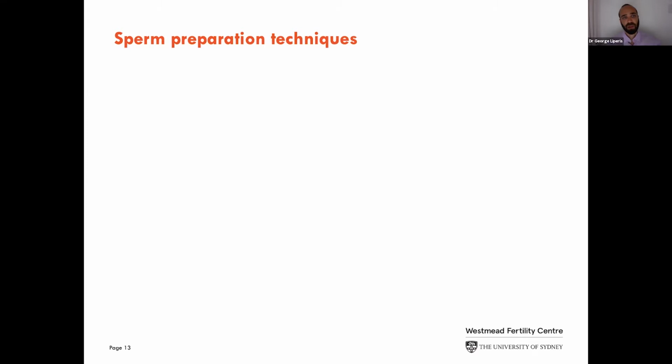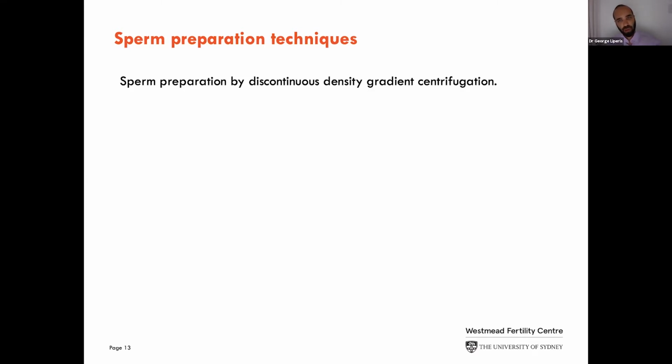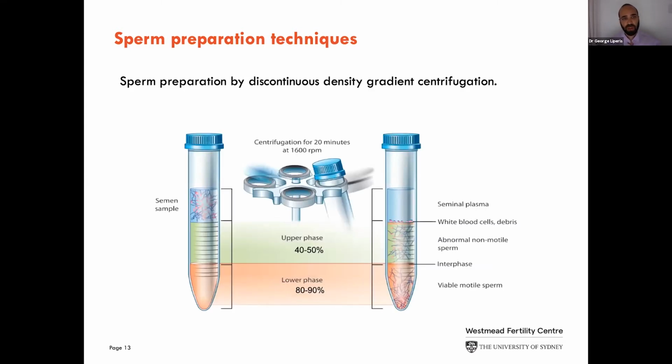conventional IVF or ICSI. Here we can see how sperm preparation by discontinuous density gradient centrifugation is done. Discontinuous usually means two phases: a lower phase that usually has between 80 and 90% concentration and an upper phase between 40 and 50%. We place the semen sample on the top, and after the initial centrifugation for 20 minutes, we can see that the seminal plasma remains above. We have the white blood cells being trapped before the upper phase.